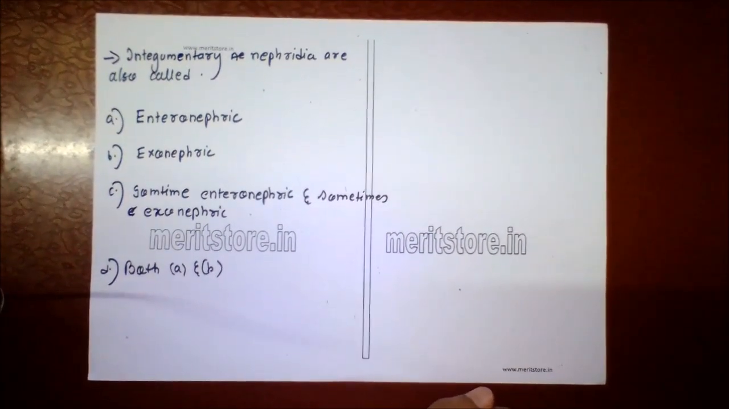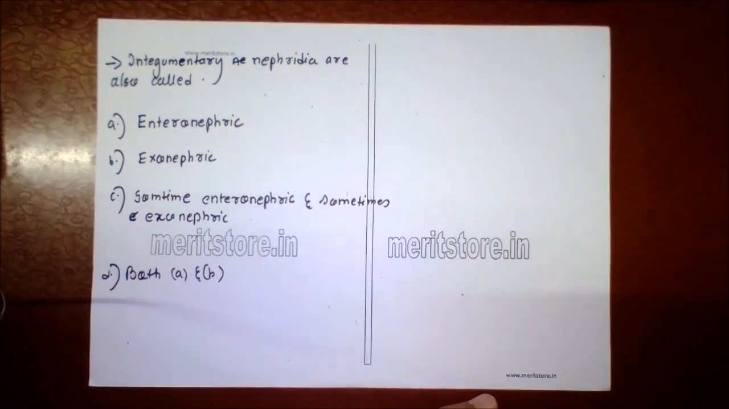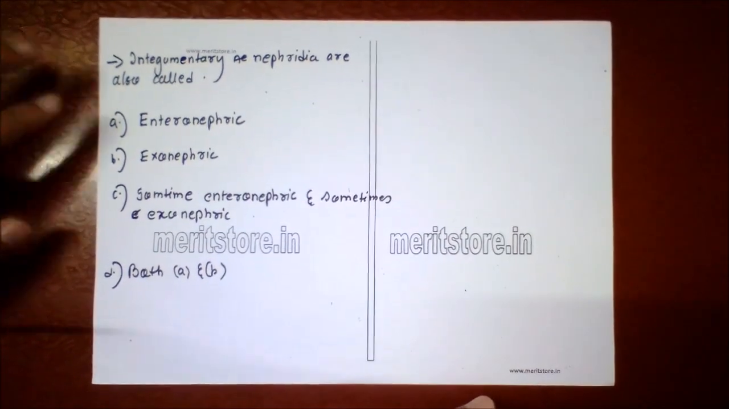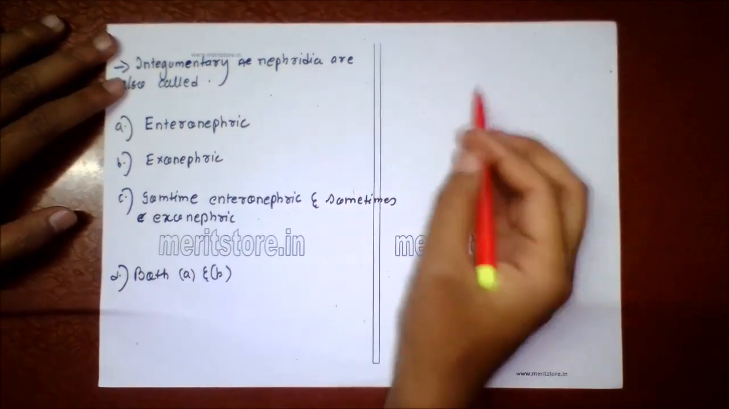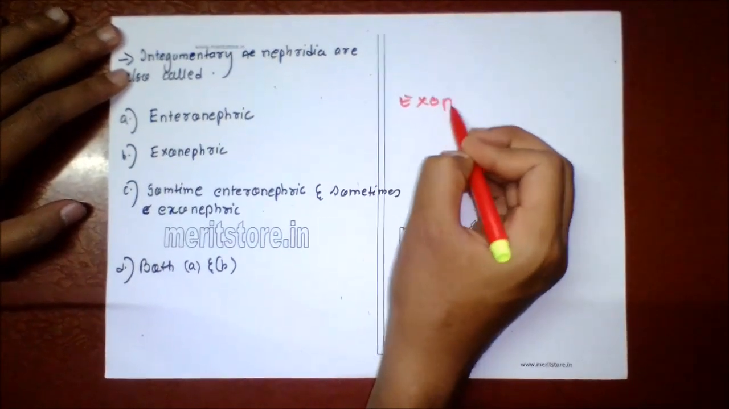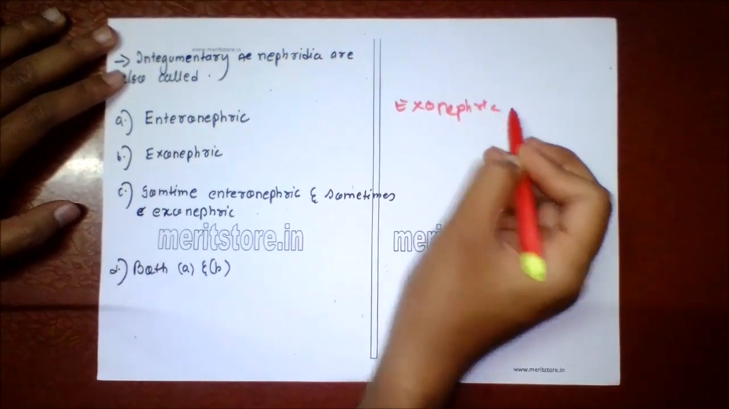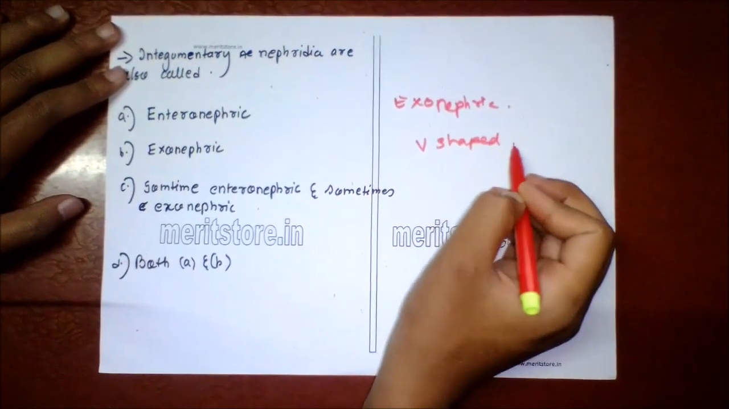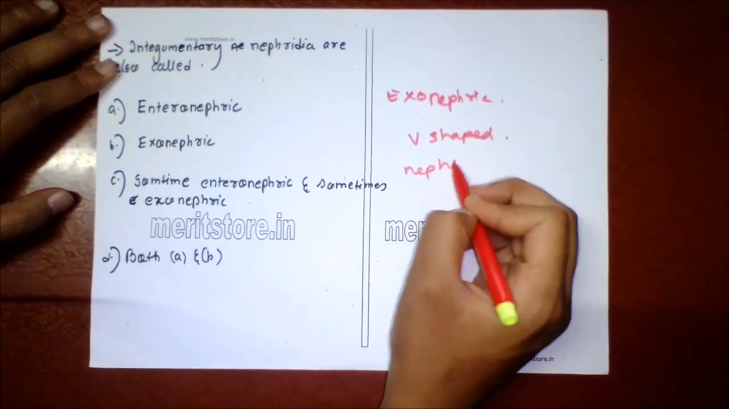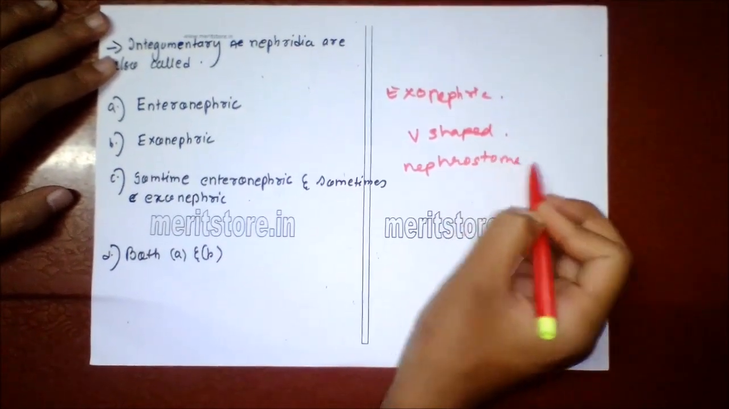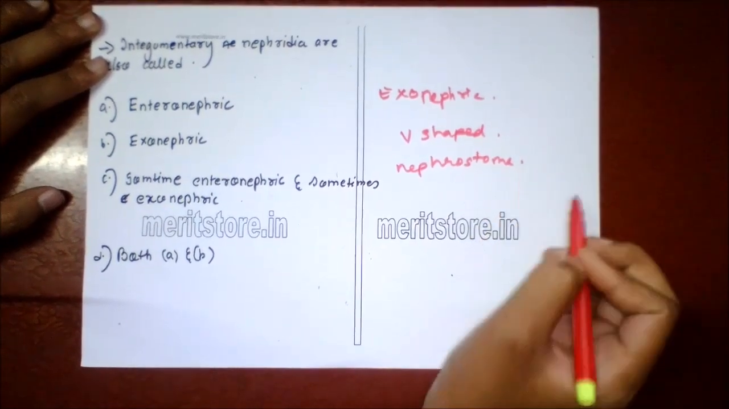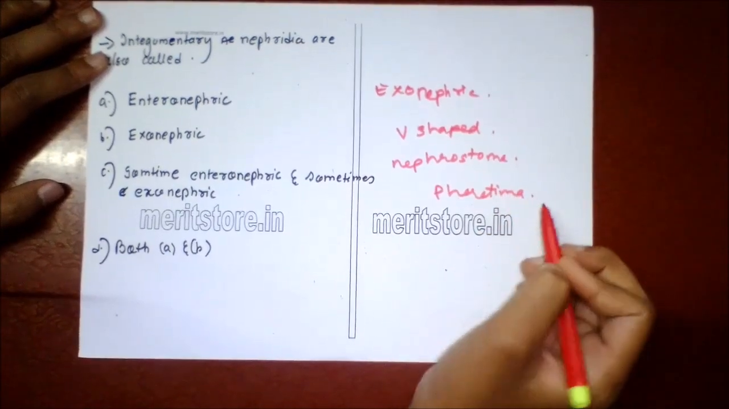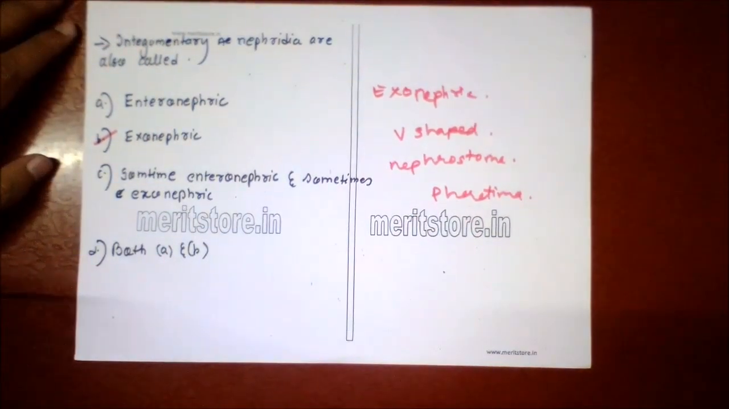Integumentary nephridia are also called: A. enteronephric, B. exonephric, C. sometimes enteronephric and sometimes exonephric, D. both A and B. So integumentary nephridia, also known as exonephric nephridia, are the smallest, V-shaped and without nephrostome. Integumentary nephridia are scattered in the body wall of Pheretima. So option B is the correct answer.